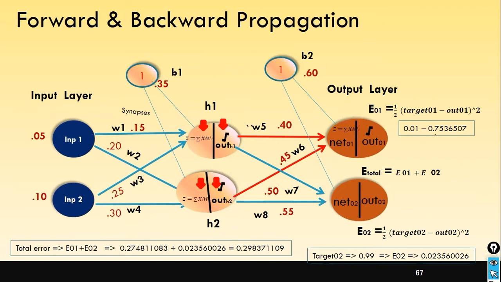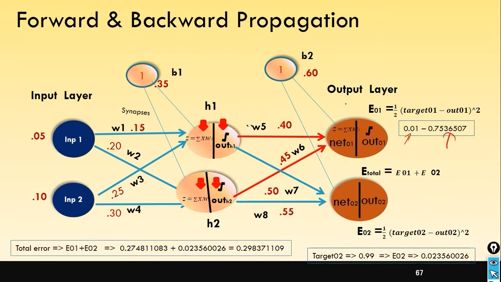Once you get the predicted probability, you compare it with the actual value and get some error. In the output layer we have two neurons, one for class 1, the other for class 0. What is the probability for class 1? What is the probability for class 2? When you find out the error for these two, you will get the total error.